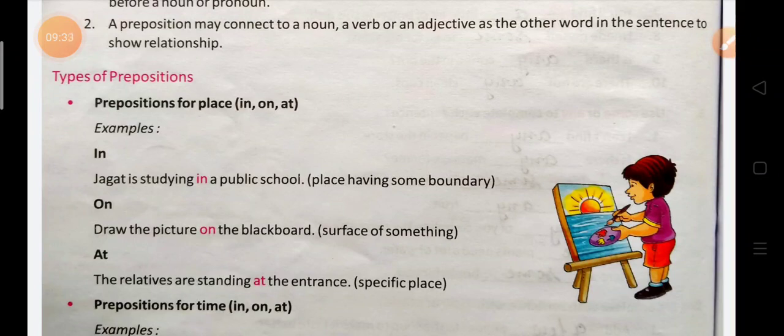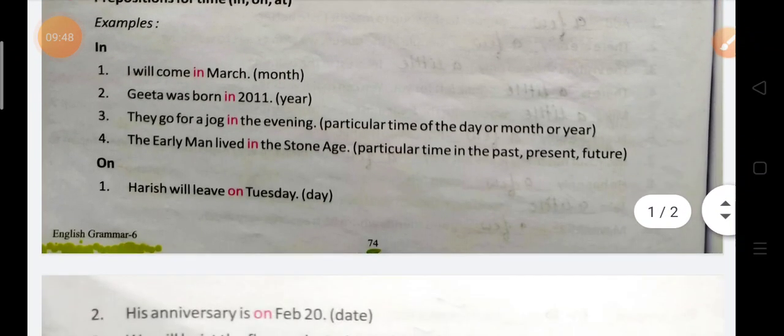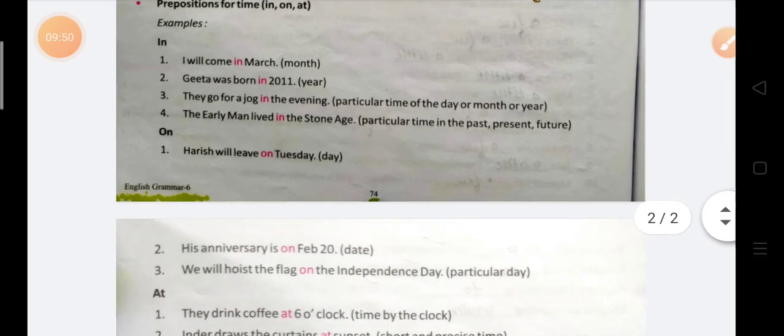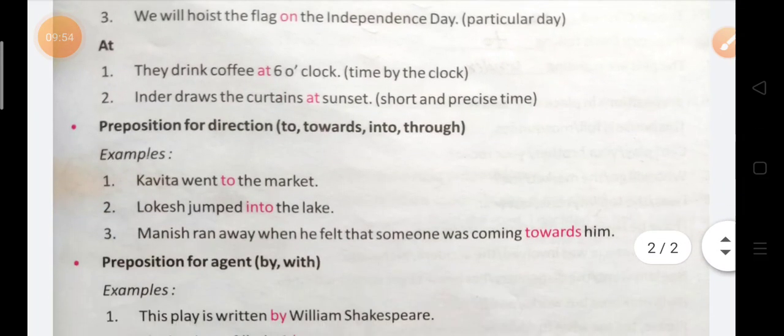आप खुद से प्रयास करेंगे, कुछ sentences create करिए, the same sentences like these represented over here, and you will try to use these prepositions in your examples. I hope that you will do all this. After that, wait one minute. You will see the prepositions for direction: to, towards, into.